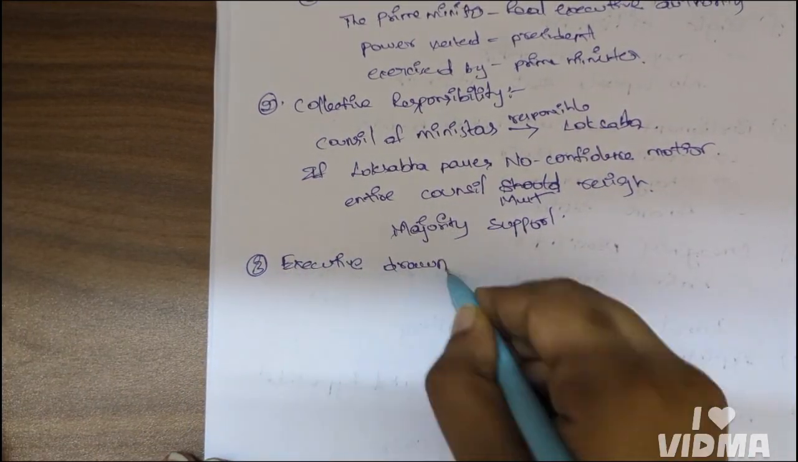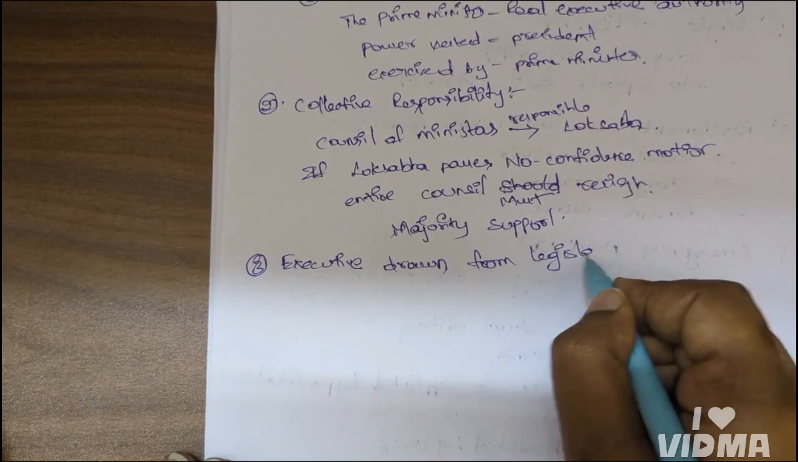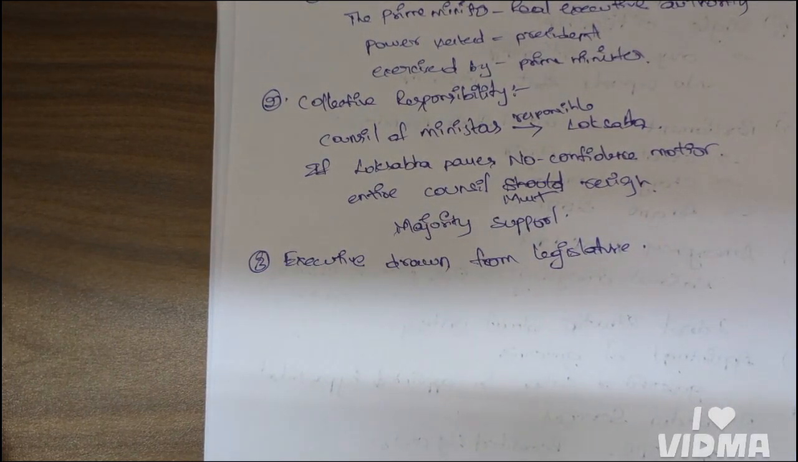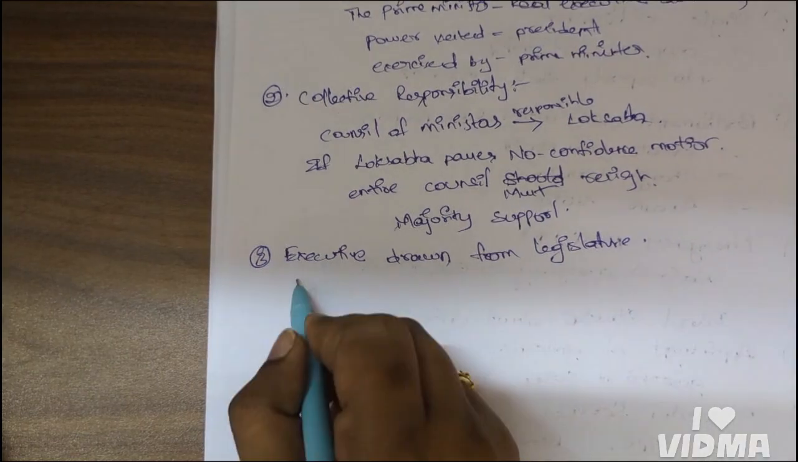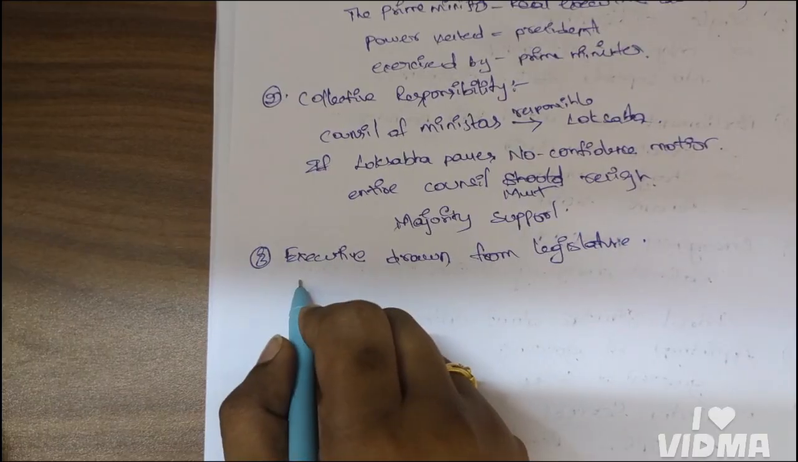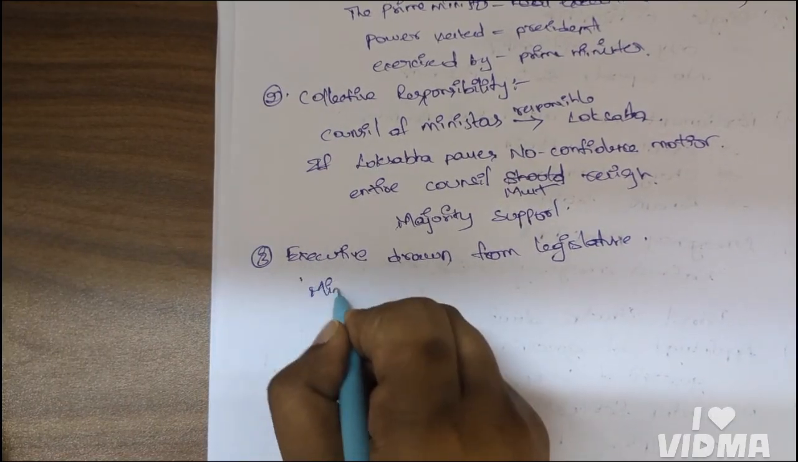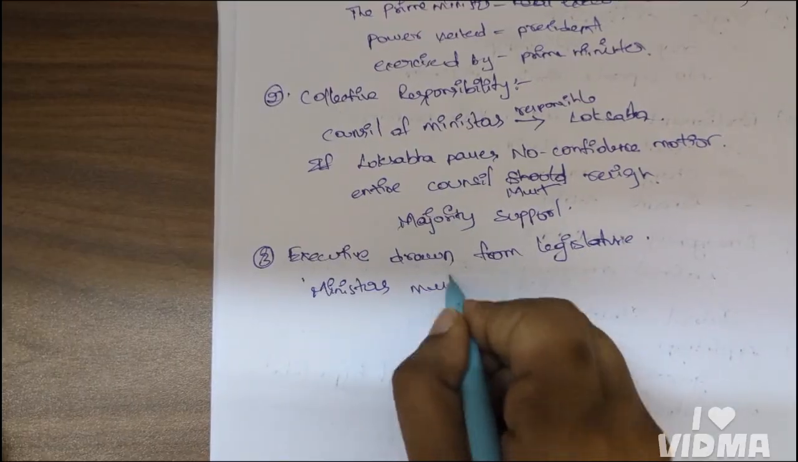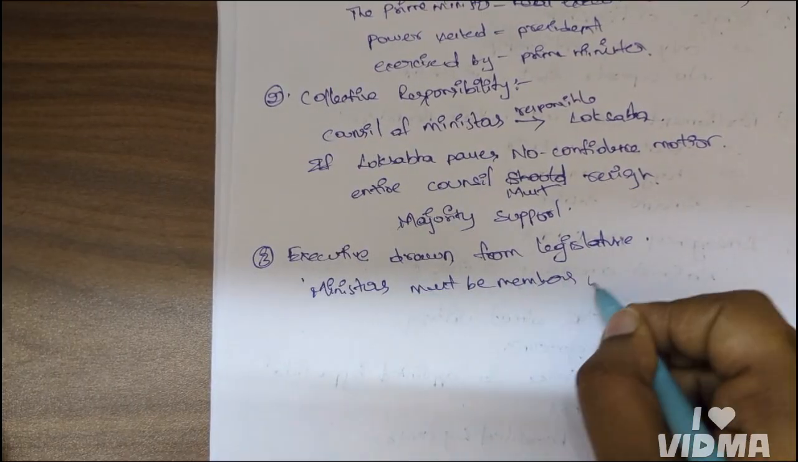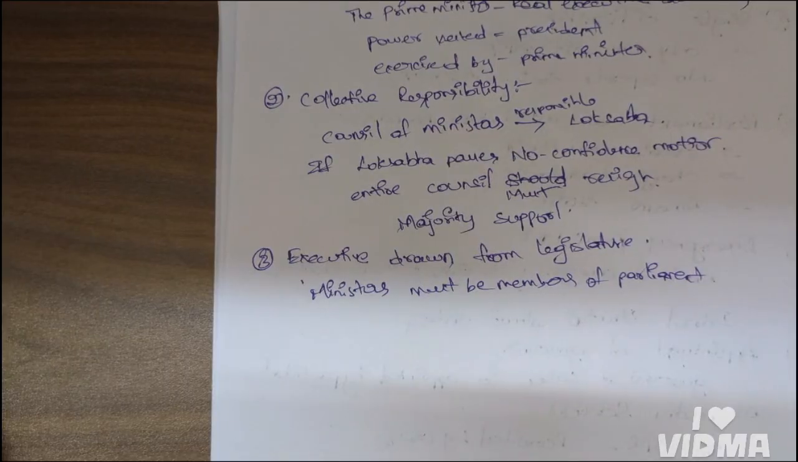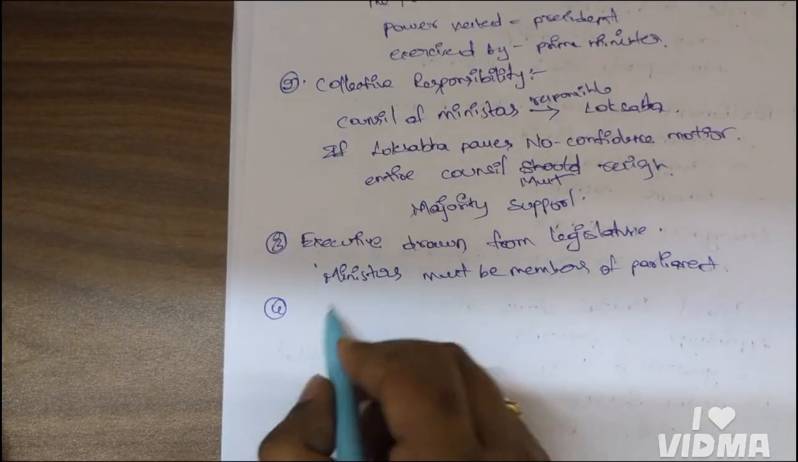Next feature is executive drawn from legislature. In the parliamentary system, the ministers must be the members of the parliament. Okay, if the person is appointed minister but not an MP, he must become a member of parliament within 6 months. Okay, so executive and legislature are closely connected. This is called the fusion of powers.